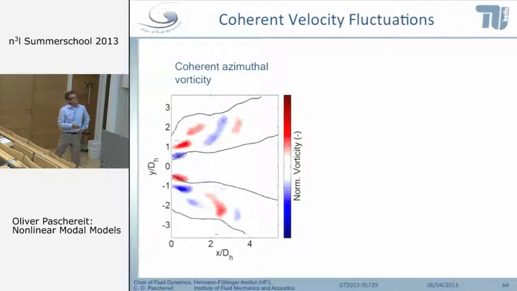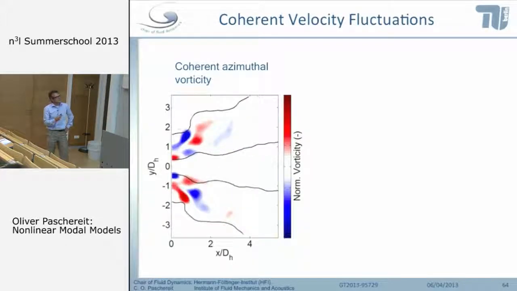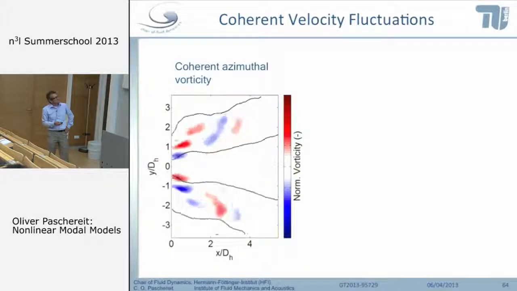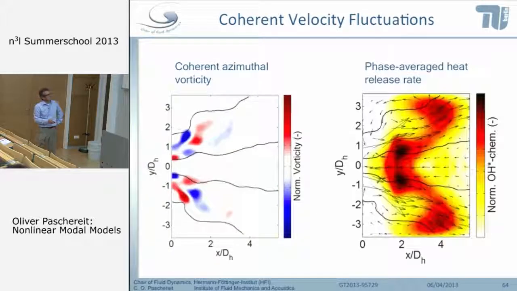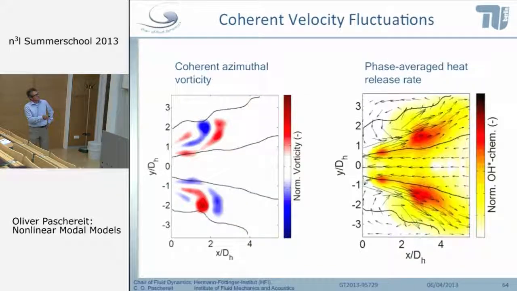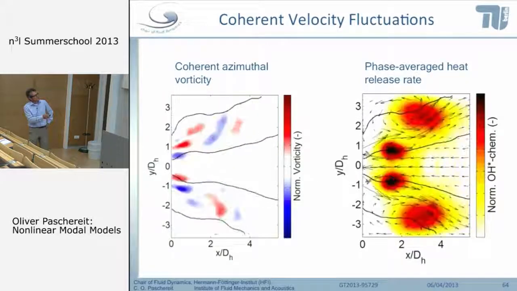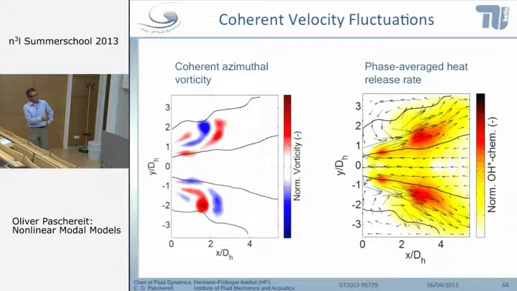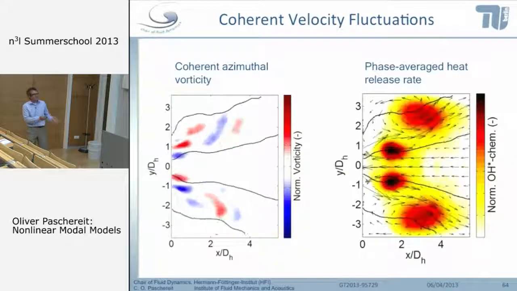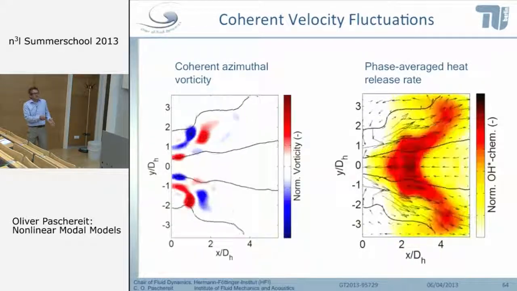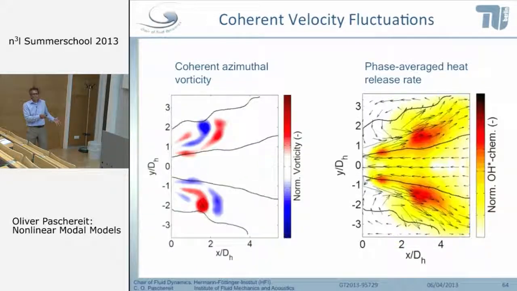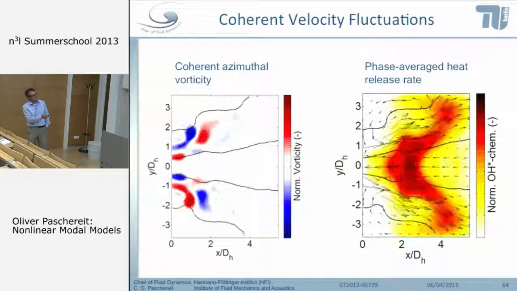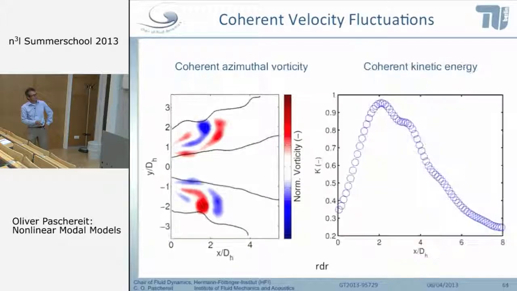So now the question is, what do these coherent vortices do? If we look at the coherent vortices in this case, and compare this against the phase average heat release rate, it seems, at least qualitatively, there is some kind of relation between the vortices and the phase average heat release rate.